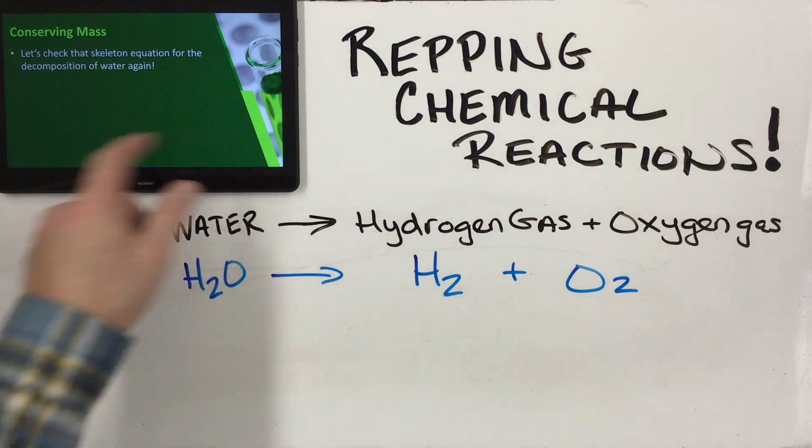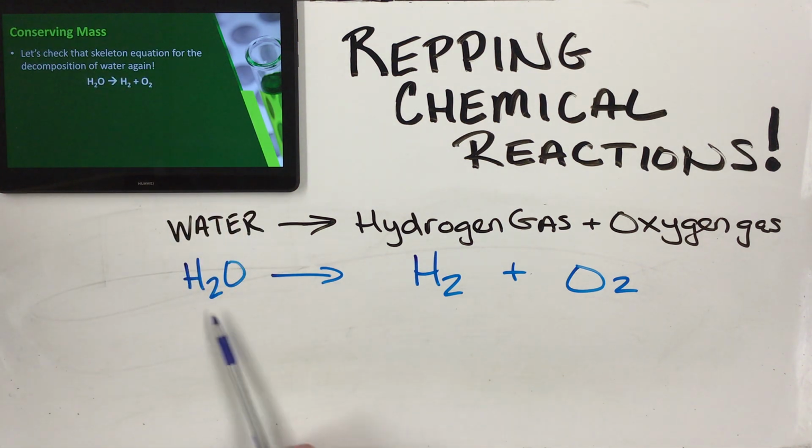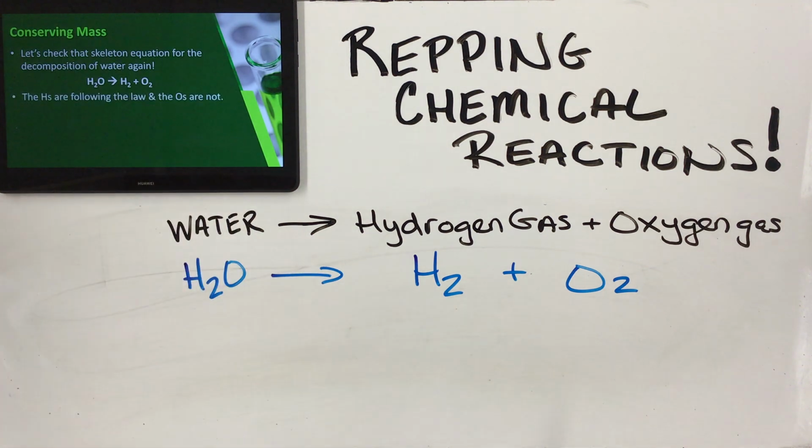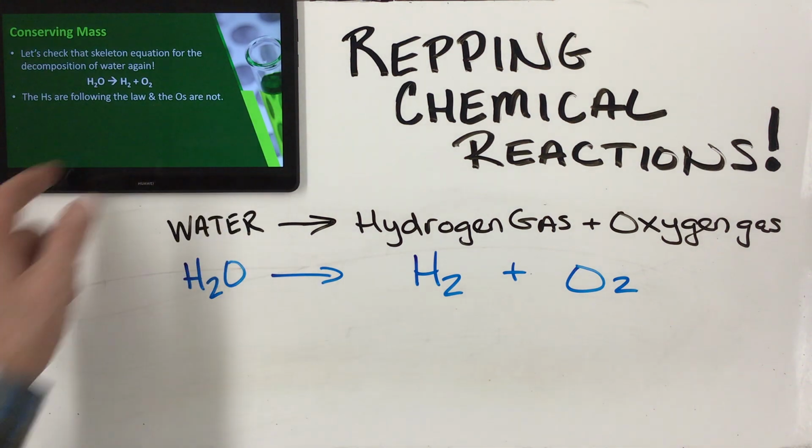So, let's check that skeleton equation for water again. We have it right here in blue, right? Let's check out our elements to see who's following the law and who's not. If I look at hydrogen, I've got 2 hydrogens going in and 2 coming out. Hey, hydrogen's following the law. Good for hydrogen. But the O's, they're not. Water only has 1 O, and suddenly there's 2 coming out. So an O materialized out of nowhere. That can't happen. So we have to fix it, right?